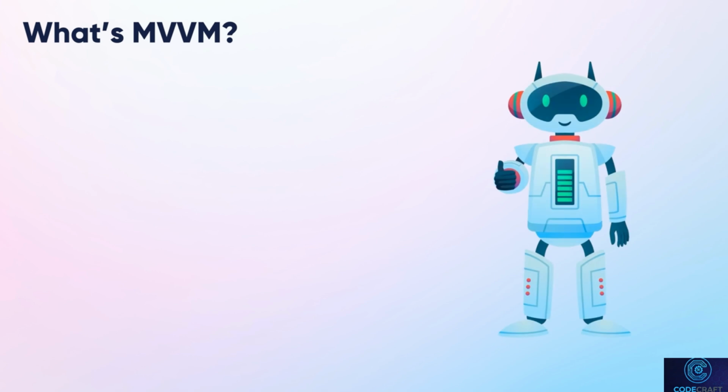Imagine you have a cool remote controlled robot and you want to make it do different tasks such as walking, dancing and waving. To do this, we need to tell the robot what to do and show its actions on the screen. Here's how the MVVM works with our robot.